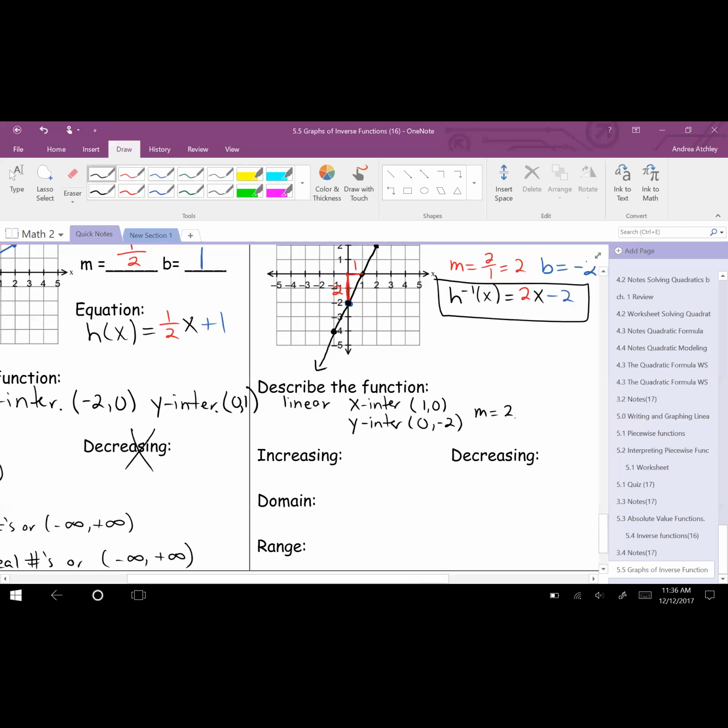Okay, is this still increasing or is it decreasing now? As I come from the left, my y values are going up. So this is not decreasing, it is still increasing forever. And my domain and range are both still all real numbers, or -infinity to +infinity.